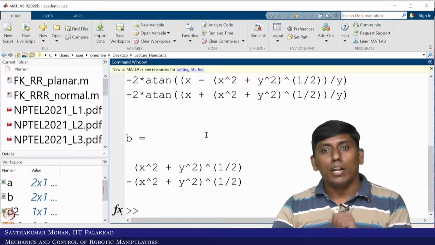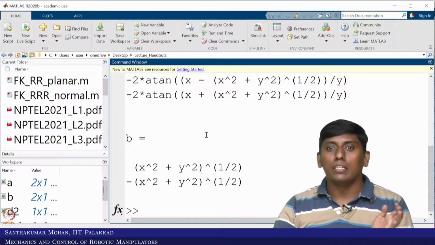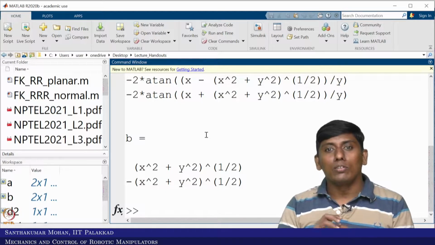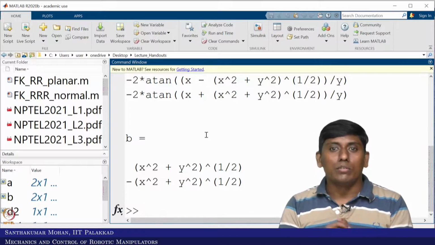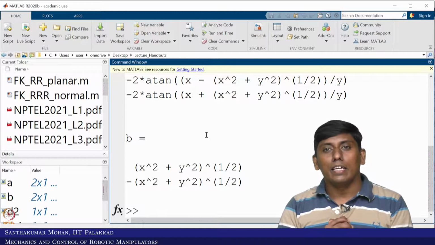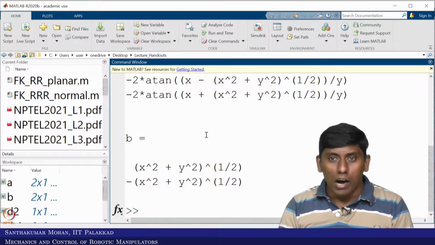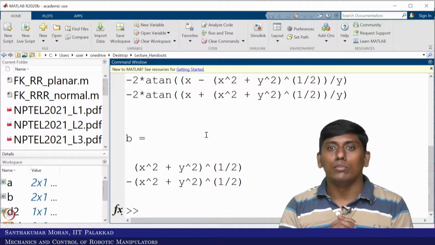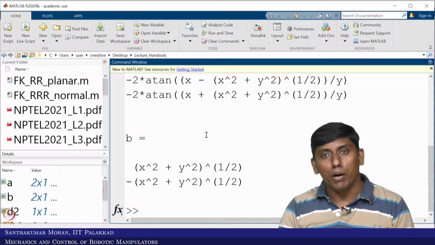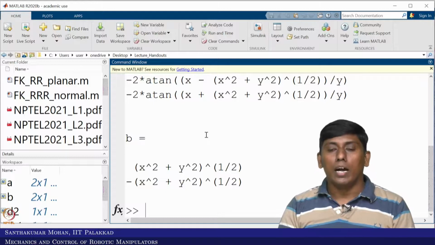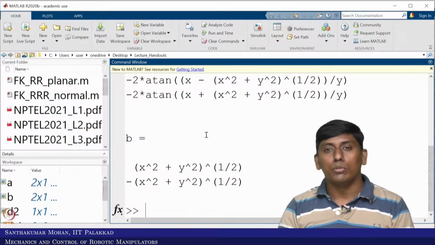x is d2 cos theta 1, y is d2 sin theta 1. So it squares and adds, which gives d squared. Then it used half angle quantities, in the sense it used sin theta and cos theta in the form of tan theta by 2, that half angle relation, and then gets it.